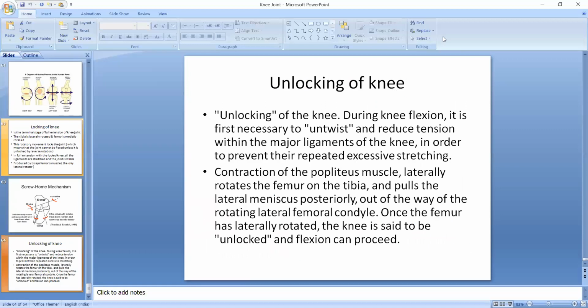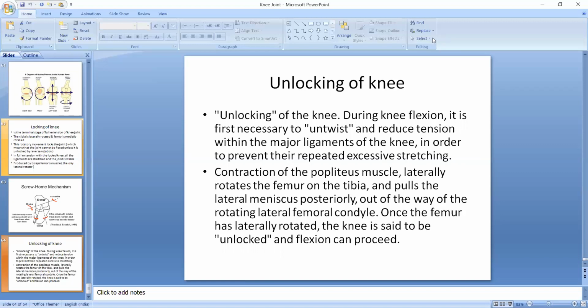Unlocking of the knee during knee flexion: it is first necessary to untwist and reduce tension within the major ligaments of the knee in order to prevent their repeated excessive stretching. Contraction of the popliteus muscle laterally rotates the femur on the tibia and pulls the lateral meniscus posteriorly out of the way of the rotating lateral femoral condyle. Once the femur has laterally rotated, the knee is said to be unlocked and flexion can proceed.